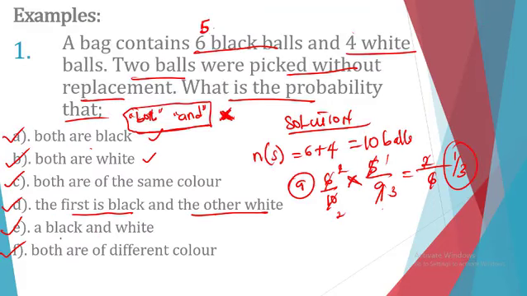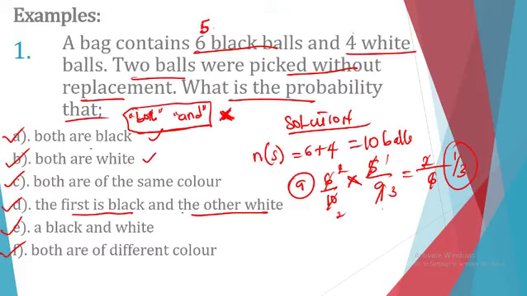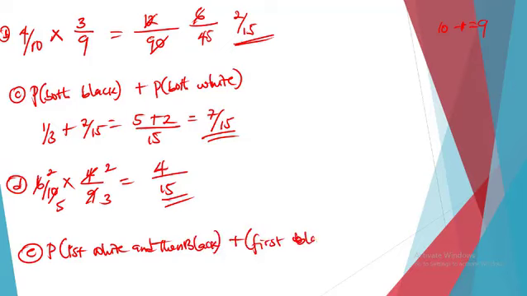E, we are asked to find a black and then what? White. A black and white. Okay, what does that mean? Here it is not specified whether black or white will come first, as indicated in the question D that we just solved. So what we are going to do here is to find the probability of first white and then black, plus the probability of first black and then white.